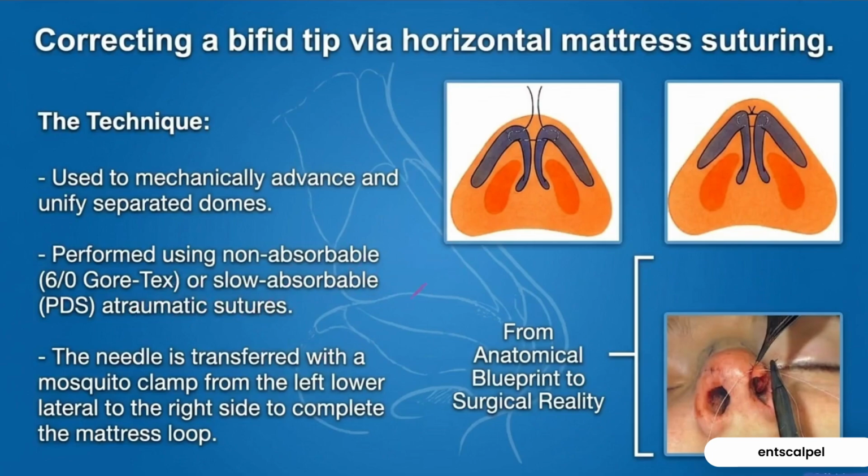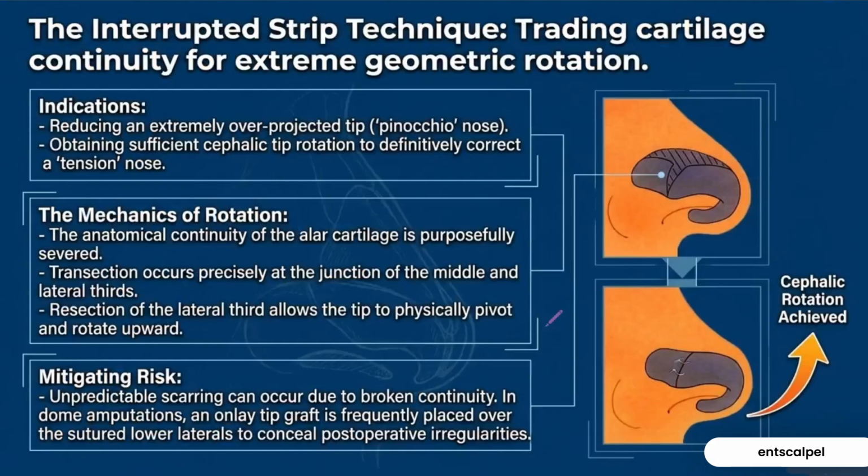Now, the most dramatic maneuver in the delivery approach seems to be reserved for the pinched nose, or that overprojected nose. To bring the tip closer to the face, the surgeon might utilize the interrupted strip technique. Right. They literally cut the continuous arch of cartilage completely in half, remove a segment, and stitch the shortened pieces back together. They are purposefully breaking the continuous suspension bridge to shrink its total span. Which actually brings us to the fundamental trade-off of the delivery approach.